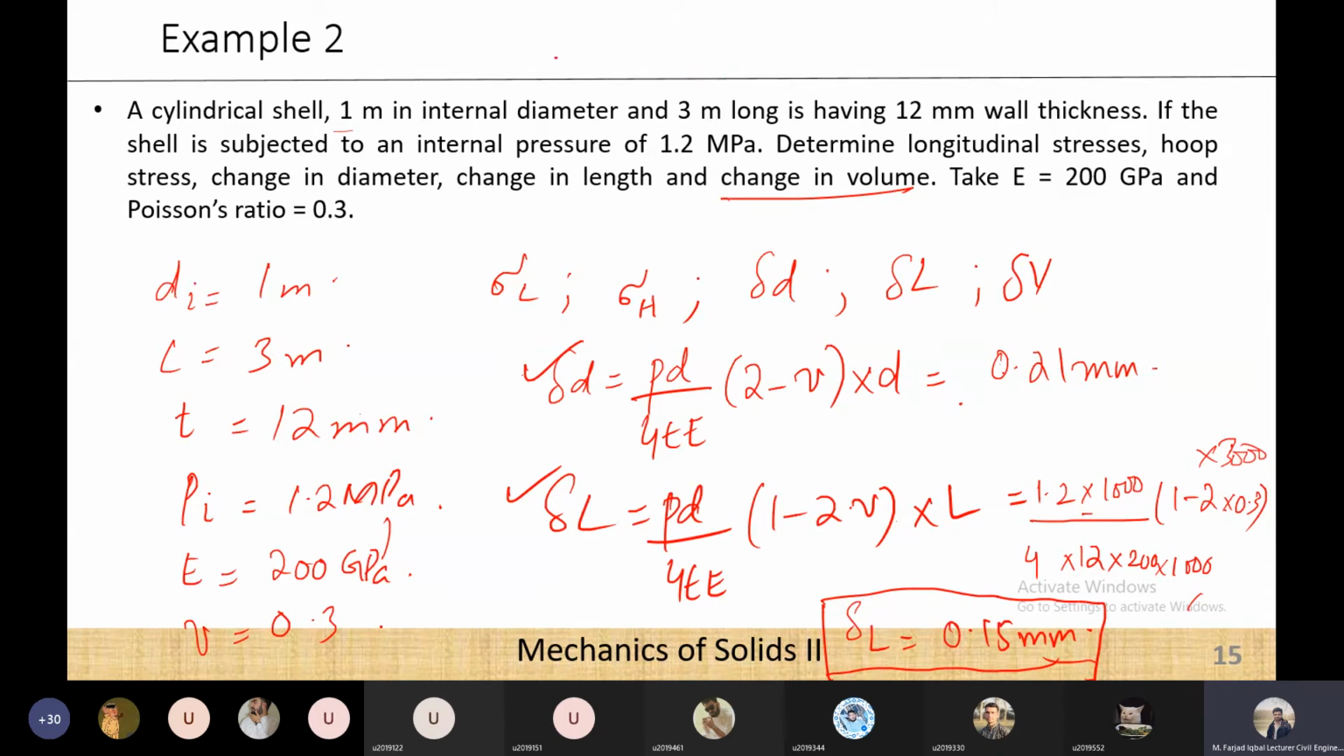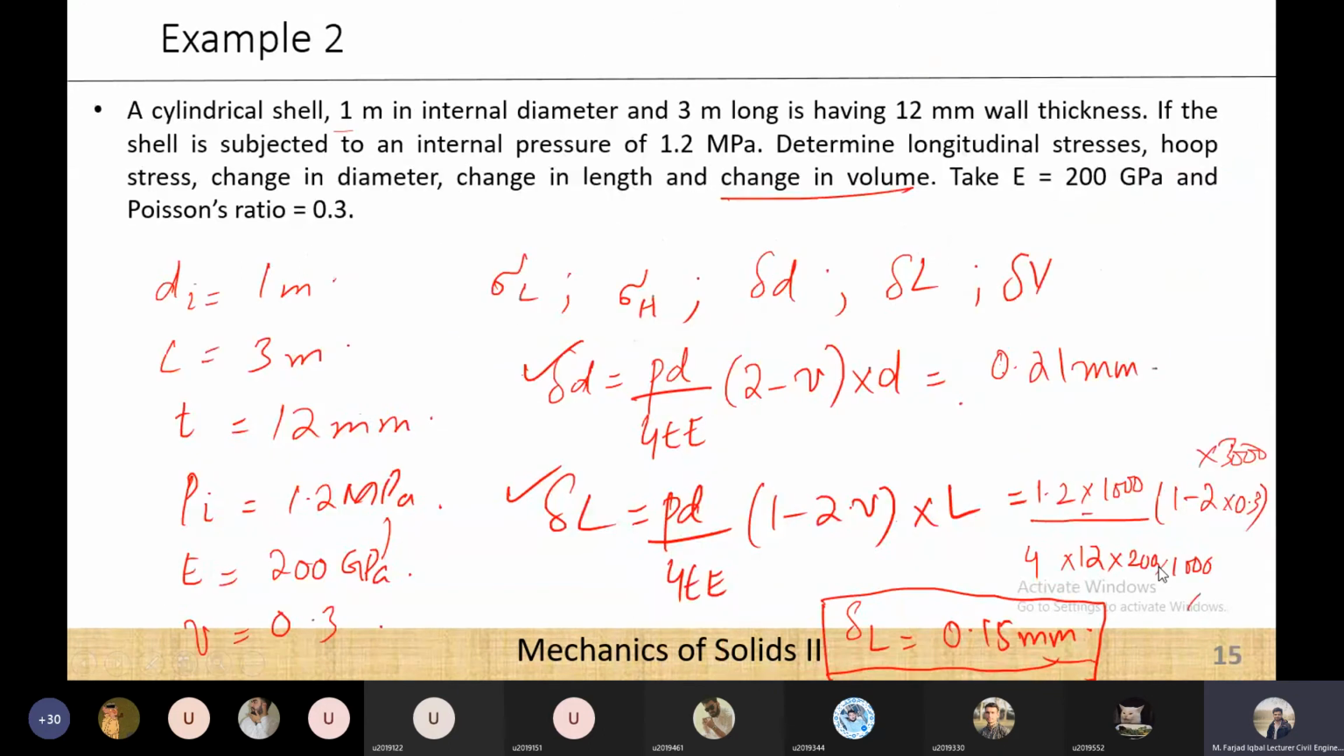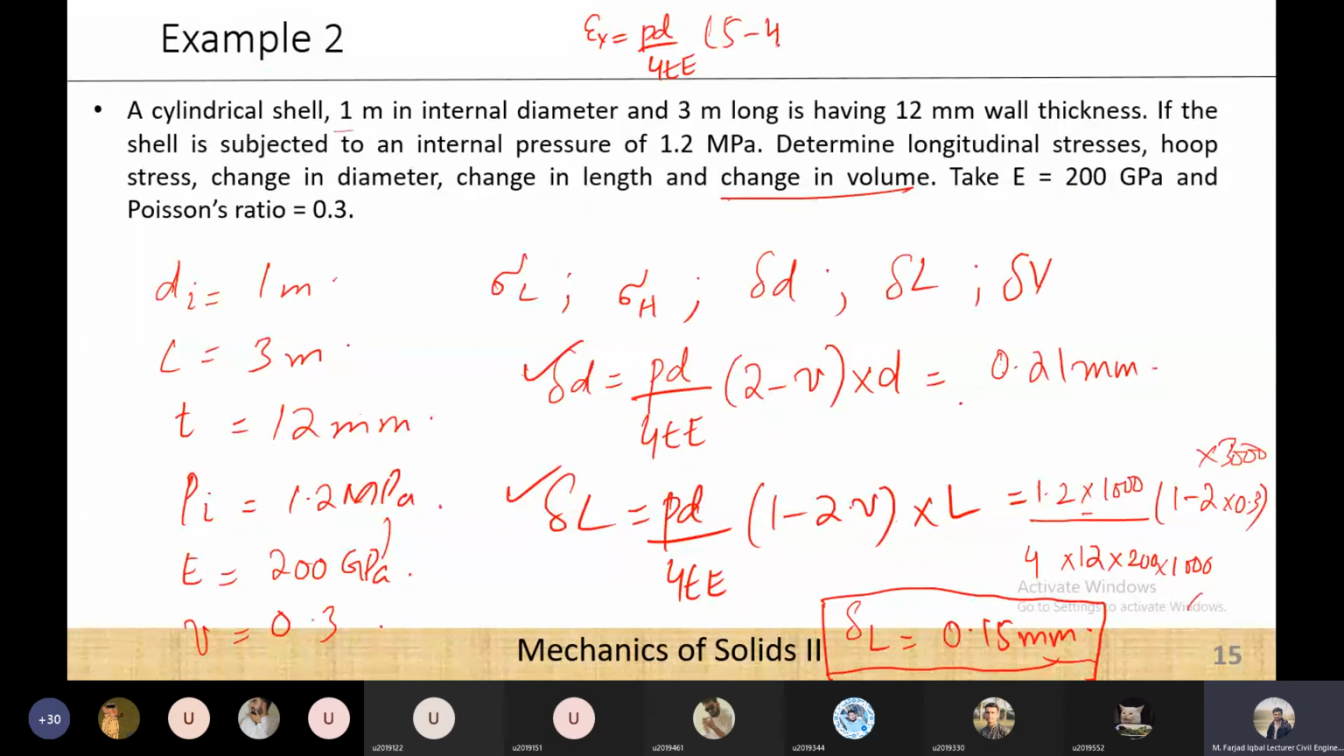So for change in volume, obviously the first thing that we need to calculate is this volumetric strain, that is, I will just write it over here, PD over 4TE into 5 minus 4 nu. So if I substitute everything, P is again 1.2.